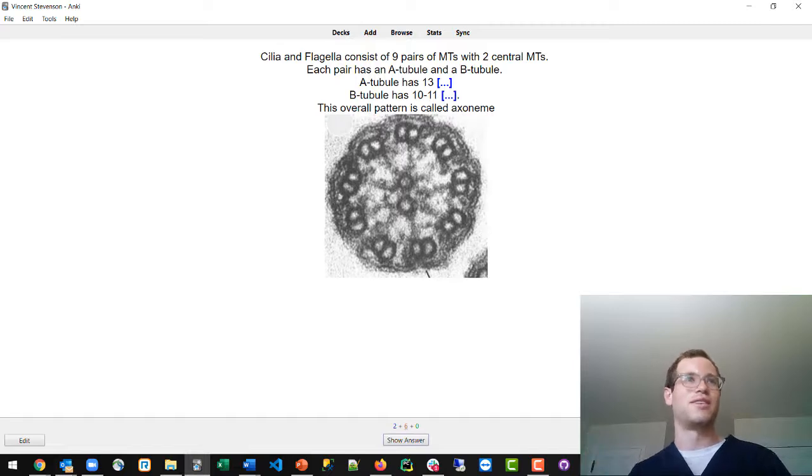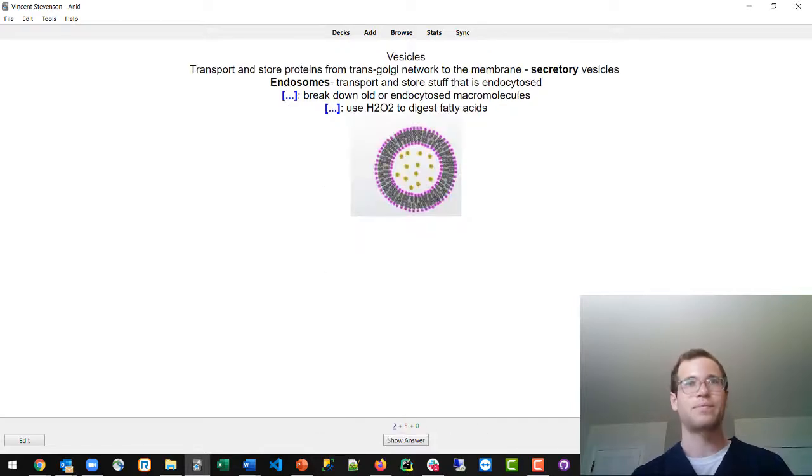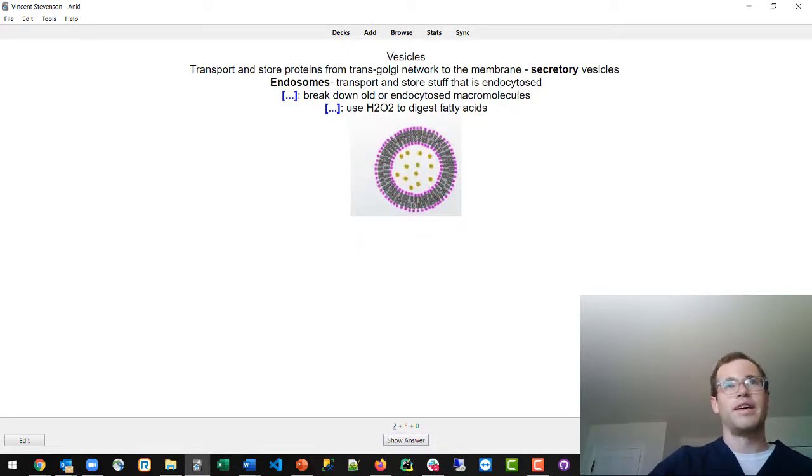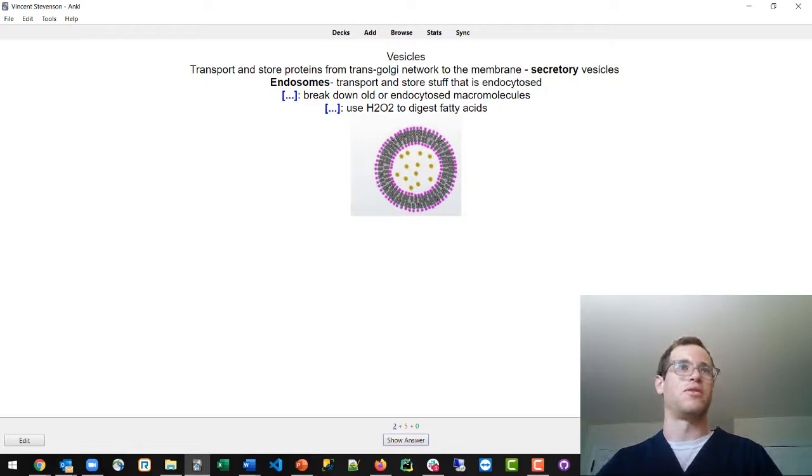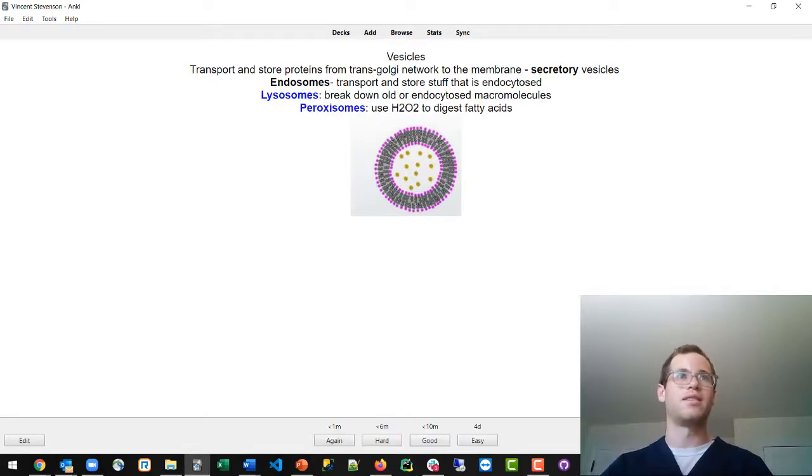And then our cilia and flagella have 9 pairs of microtubules with 2 central microtubules. We've got these A and B tubules that form that pair, and these tubules are differentiated by the fact that they have different numbers of protofilaments. Vesicles, there's different types of them. We've got the lysosomes that will break down the endocytosed macromolecules, and then we've also got the peroxisomes that are going to use hydrogen peroxide to digest fatty acids.